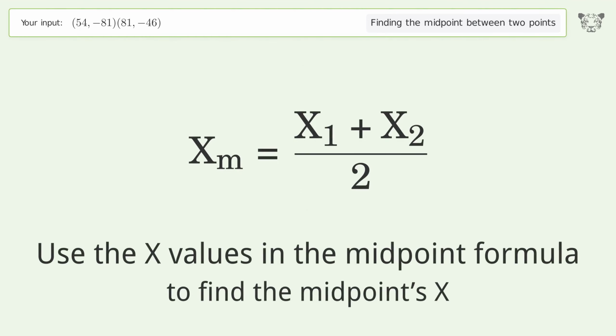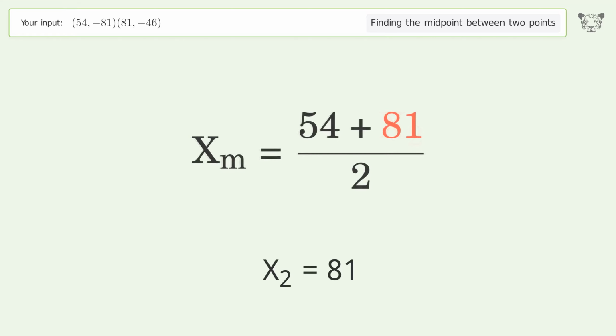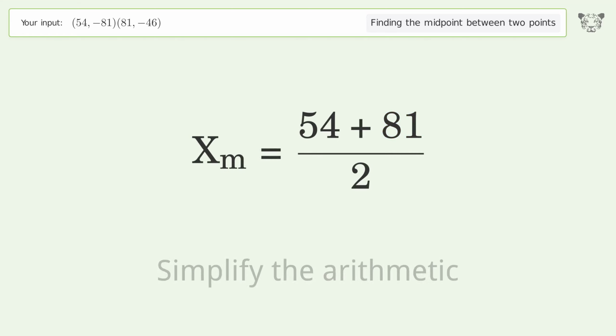Use the x values in the midpoint formula to find the midpoint's x. x1 equals 54. x2 equals 81. Simplify the arithmetic.